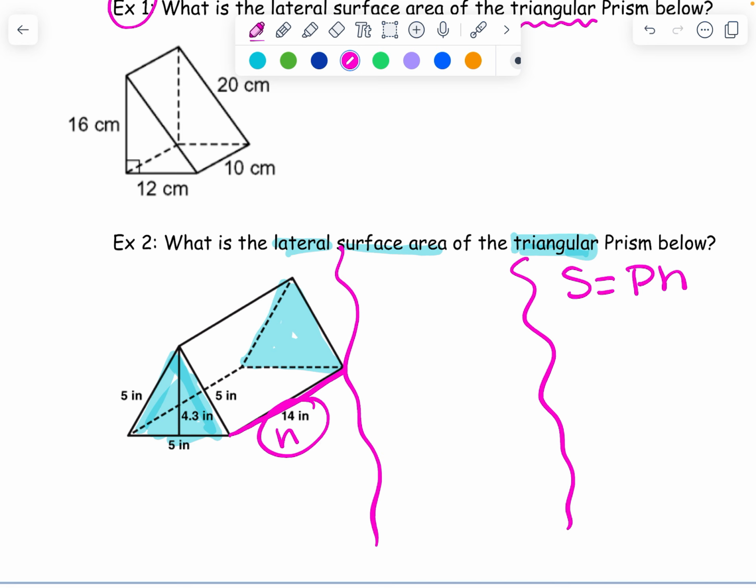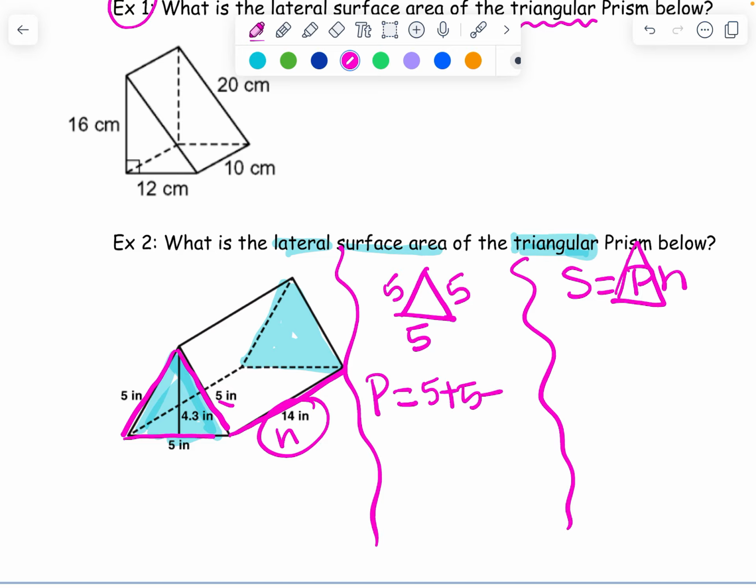Now the perimeter, the capital P, I'm finding the perimeter of the triangle. So that tells me I need to draw my base. Okay. And then this side is 5. So I'm going to put 5. This side is also 5. And then it looks like the bottom is also 5. So to find the perimeter, I'm going to add all the outside numbers, which is 5 plus 5 plus 5. So the perimeter of the base is going to be 15 inches.